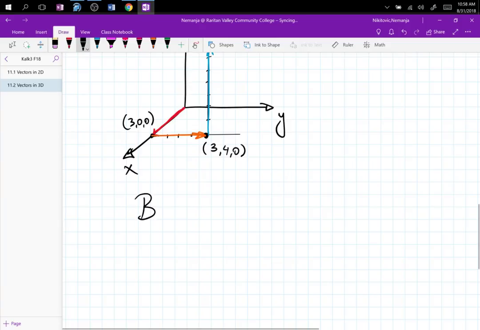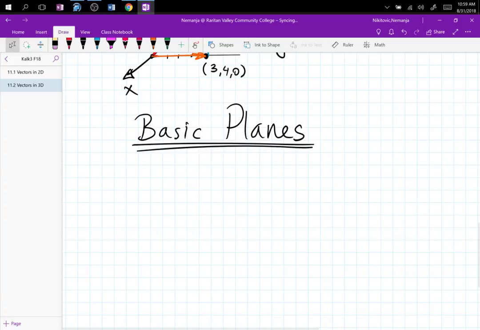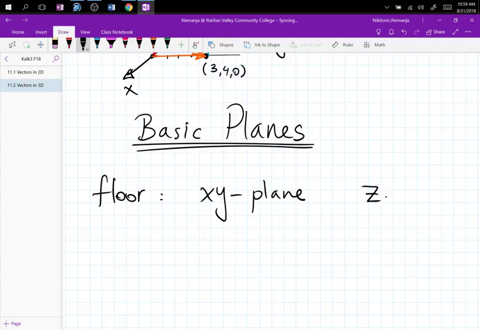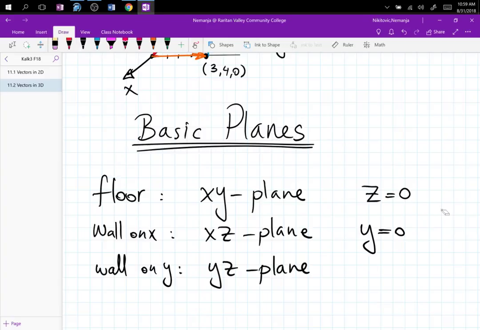Basic planes. Floor. It's called the xy plane and has the equation z equals 0. Wall on x. That's the xz plane with the equation y equals 0. And wall on y is the yz plane, and I call it x equals 0.